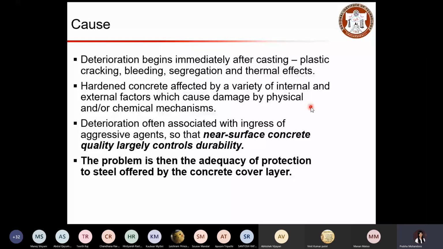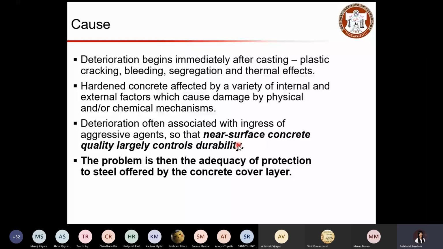To deteriorate the concrete. Most often, this deterioration is associated with the ingress of aggressive elements, especially when your near surface concrete is not of good quality. That's why it is important to design the near surface concrete to be of good quality, because that controls the durability performance. They are the ones in the front line to fight the aggressive agents. Thus that will help you to prevent the deterioration of concrete and enhance the durability performance of your concrete.